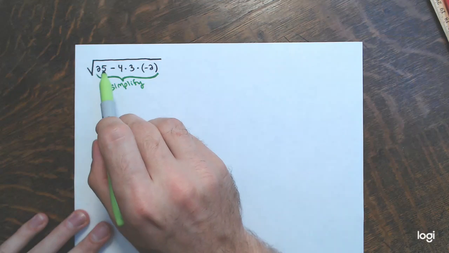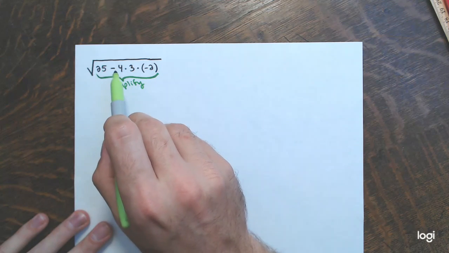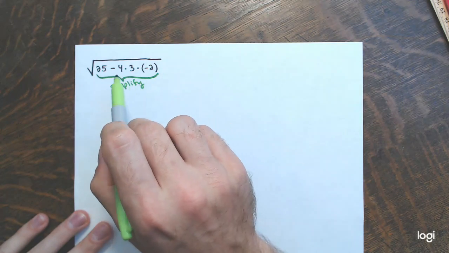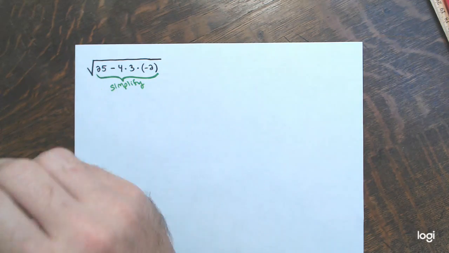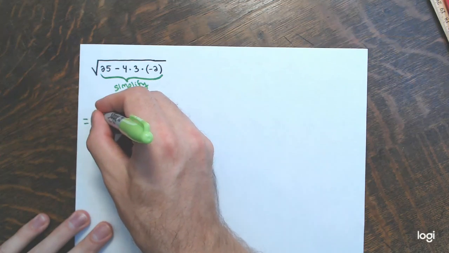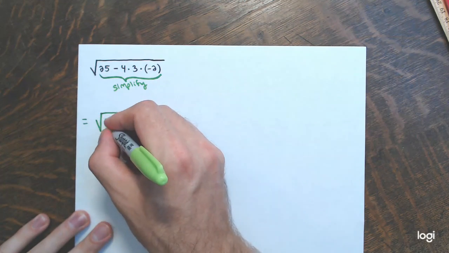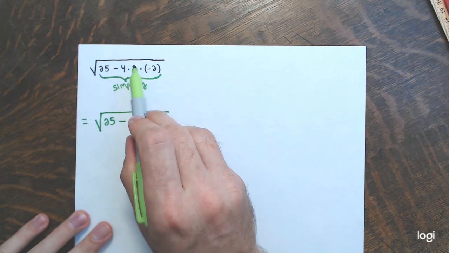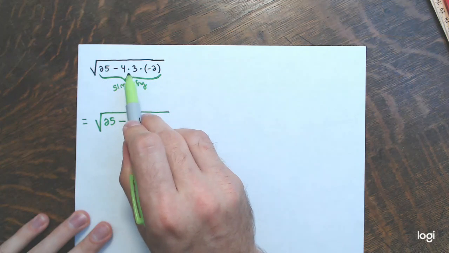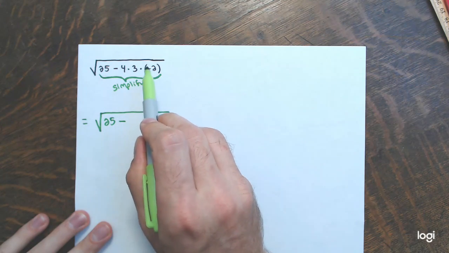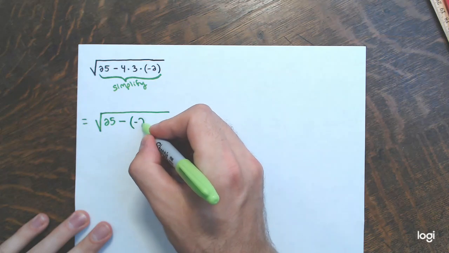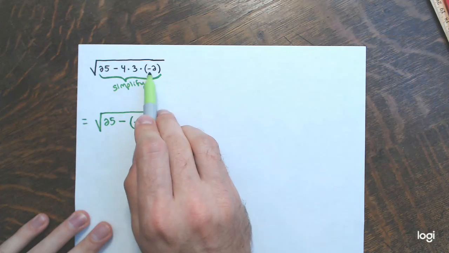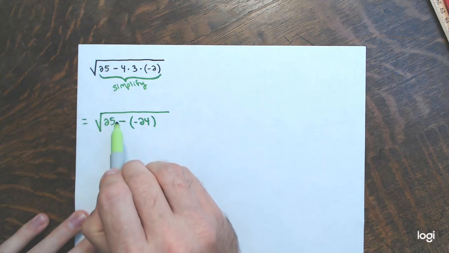Alright, so remember your order of operations. This is 25 minus. There's multiplication here. You do multiplication before you do any subtraction or addition. So this is equal to the square root, and I'll take this one step at a time. You got the 25 there, didn't do anything, minus, and then I'm multiplying a bunch of stuff here. 4 times 3 is 12, and 12 times negative 2 is negative 24. So the 4 times the 3 times the negative 2, that's negative 24, and we are subtracting that from 25.